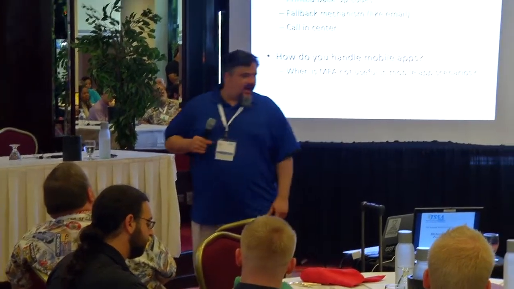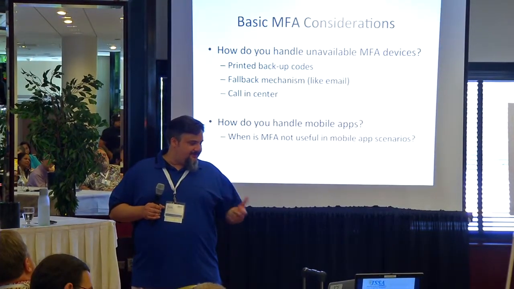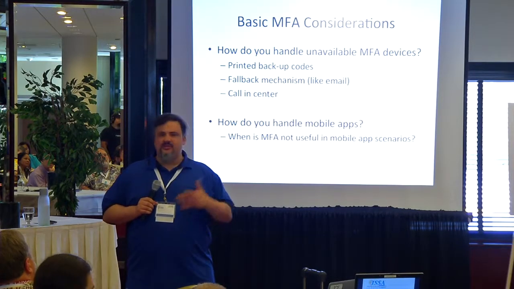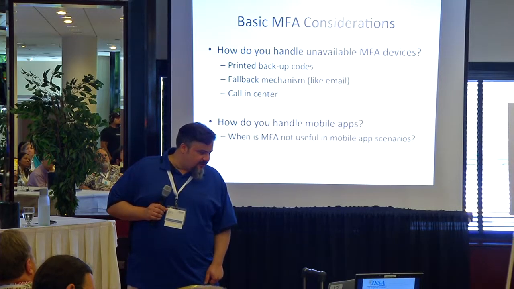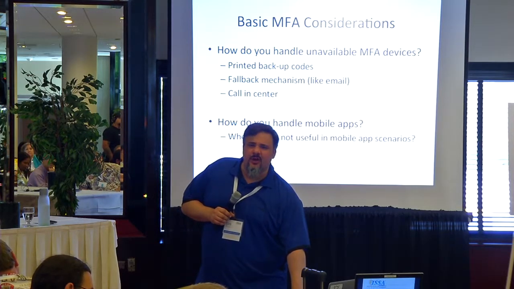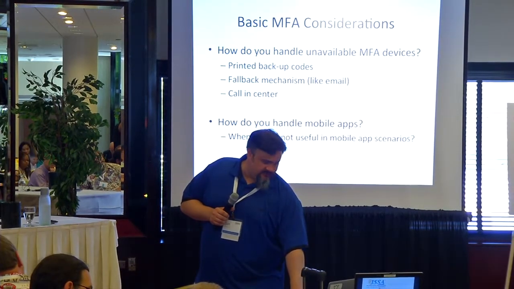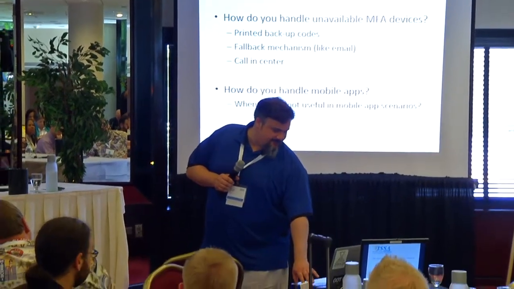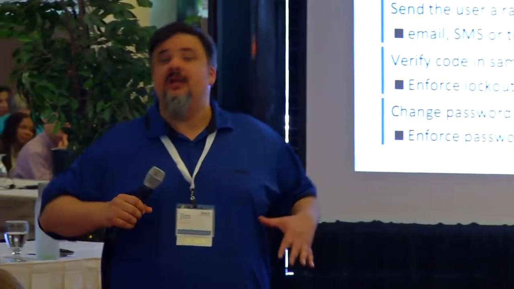So how do you handle unavailable MFA devices? What if someone loses their phone or loses their token? I like printed backup codes. We have fallback mechanisms. Let's use email now, possibly a call-in center. These are reasonable choices for multi-factor workflow. This is just a high-level talk on the topic, but it's something that is possible to do even with millions of users. And if you're a finance org, even the US banking system, some of the last banks in the world to do this, are now doing a fairly big rollout to multi-factor. It improves a lot in terms of protecting your front gate. It's not perfect security, but it's a huge improvement.